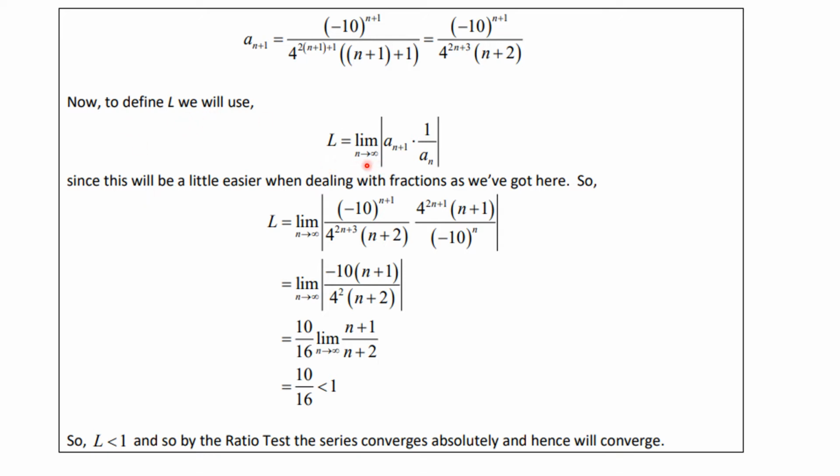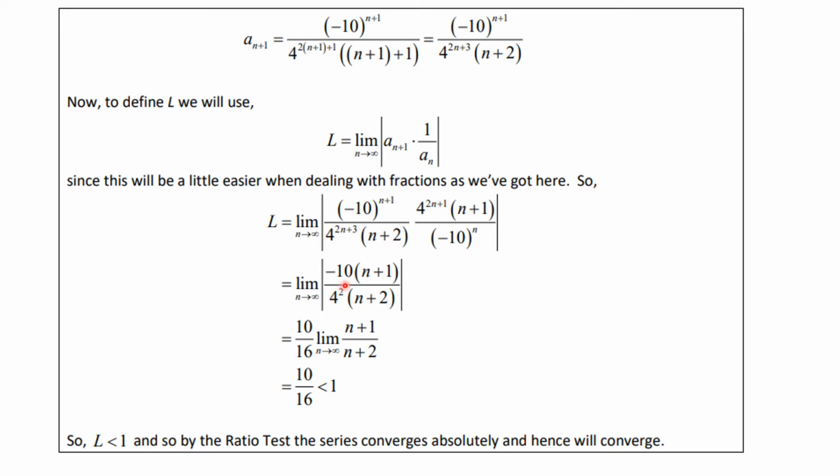So L is the limit as n goes to infinity of the absolute value of a sub n plus 1 divided by a sub n. But we're going to do it as a multiplication, which means we're going to be taking the reciprocal of a sub n. A lot of times that's easier, and students like to do that. Okay, so L is, and the absolute value is going to be important because that means we don't care if this is positive or negative. So what we're going to do, this is 10 to the n plus 1, but this is now being divided by minus 10 to the n.